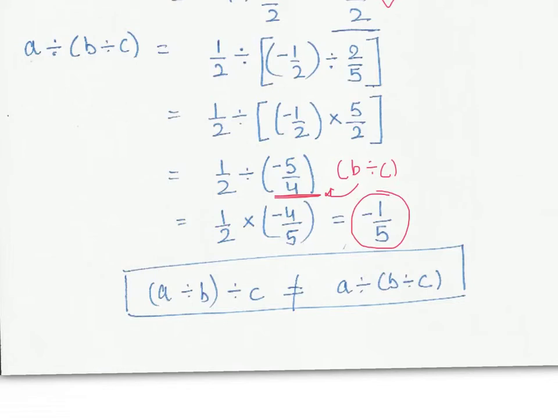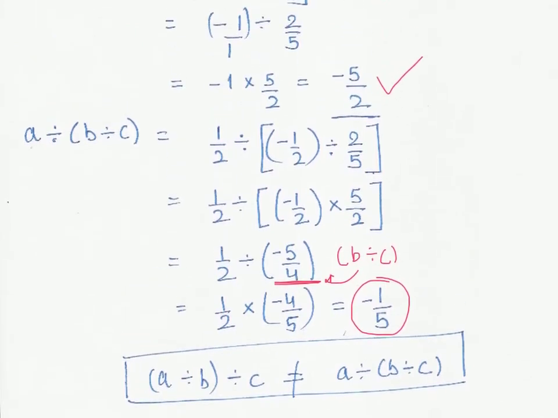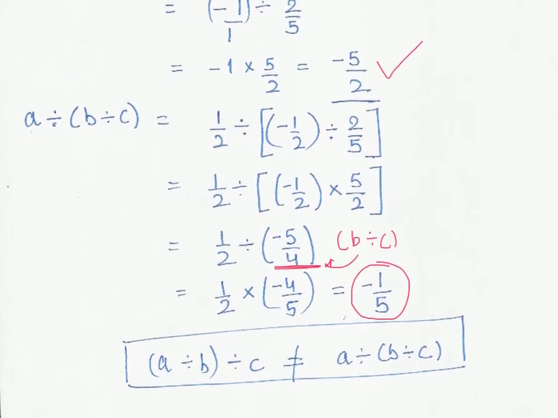Now if we look at the result that we got for the first part, wherein we first did a divided by b, you can see that these two numbers, minus 5 by 2 and minus 1 by 5, are not equal. And therefore, this is a sufficient condition for us to say that rational numbers are not associative under the operation of division. So that was our discussion on proving the associativity for rational numbers under the operations of multiplication and division.